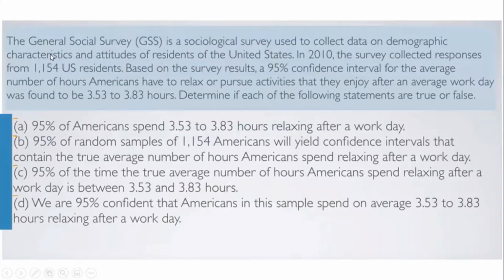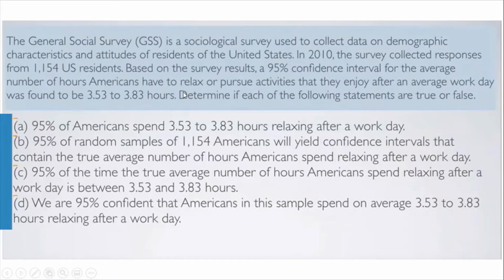Let's take a look at this example. The General Social Survey, which is a sociological survey used to collect data on demographic characteristics and attitudes of residents of the United States. In 2010, the survey collected responses from 1,154 US residents. So the sample size is relatively large. Based on the survey results, the 95% confidence interval for the average number of hours Americans have to relax or pursue activities that they enjoy after an average work day was found to be 3.53 to 3.83.